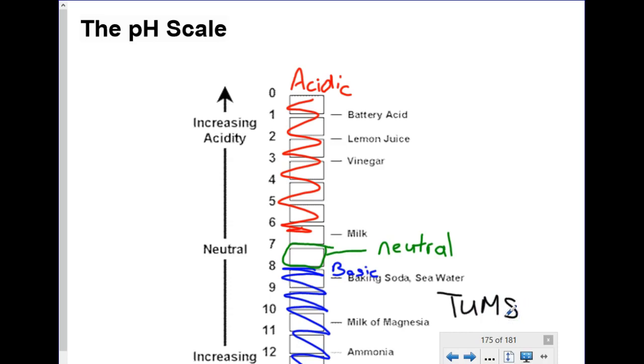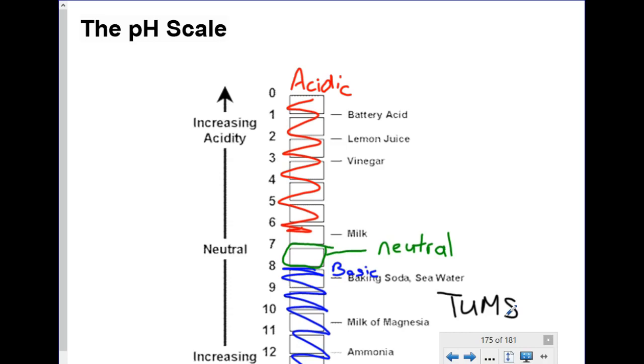Tums? For an upset stomach, usually you've had too much to eat, and the stomach has produced a lot of acid to try to digest all the extra food that you've eaten, and it creates an uncomfortable burning sensation. So consuming milk of magnesia or Tums will decrease the acidity by increasing the pH.